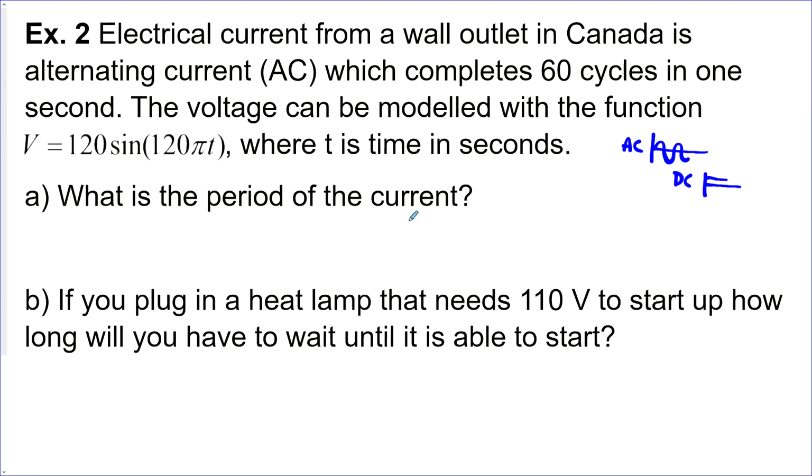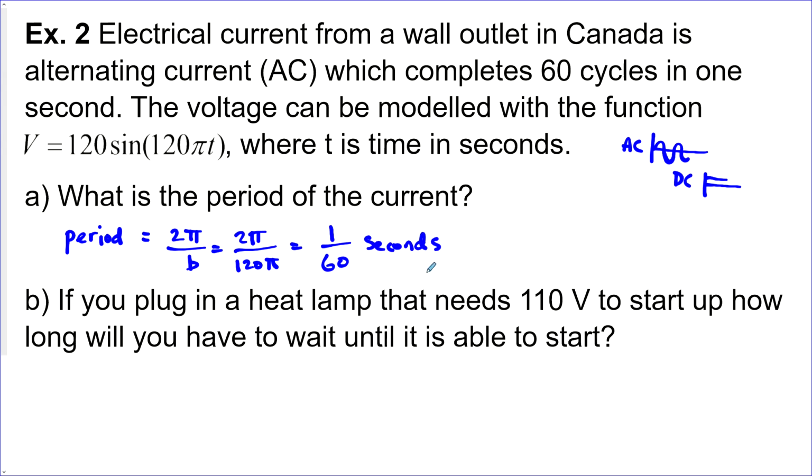What is the period? If you took physics, you may remember it's 1 over the frequency, but let's do it the math way. So our period is 2 pi divided by our b value, because 2 pi is our regular period, and then b is our horizontal stretch, and we're stretching this period here. So 2 pi divided by 120 pi is 1 over 60, and we're measuring our period in seconds.